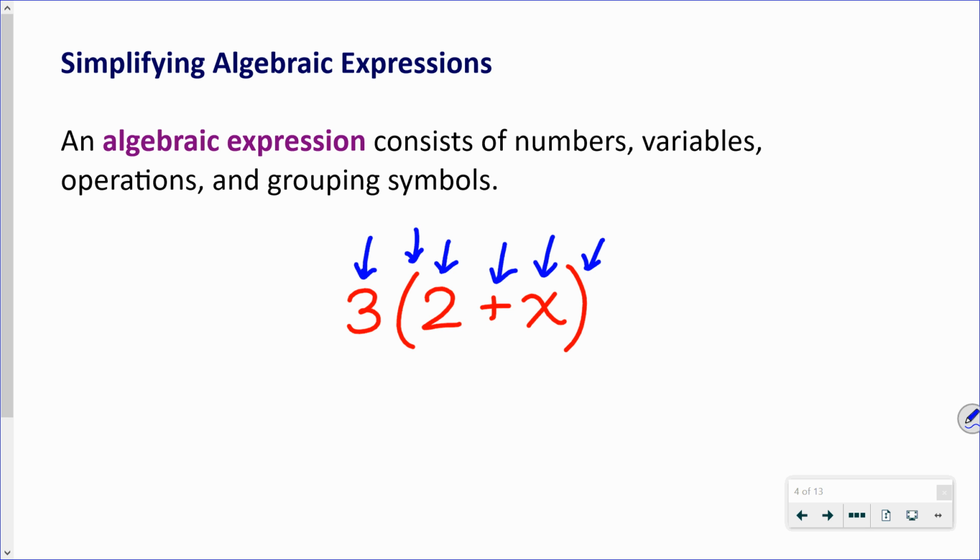You don't actually need to have all of these things. Even something as simple as just 3x could be called an expression, right? It doesn't have grouping symbols per se, but it is an expression. Or even just something as simple as the number 3, right? It has at least one of those components, and that would be considered an expression as well. So there's lots of ways that expressions can look if it includes any of those elements.